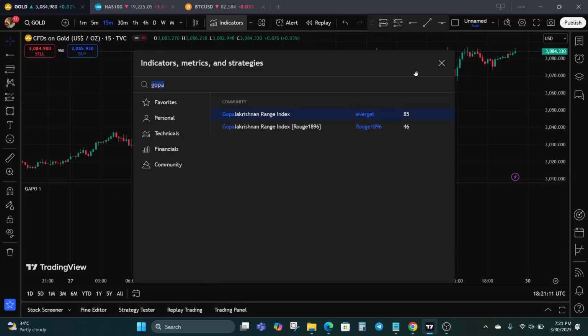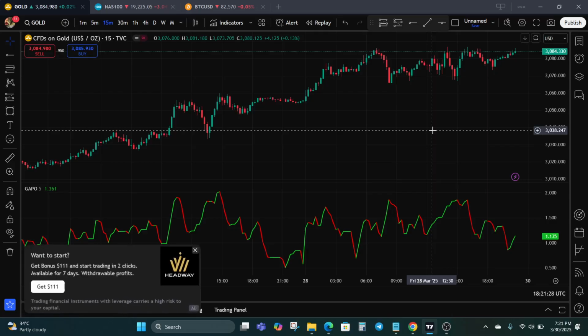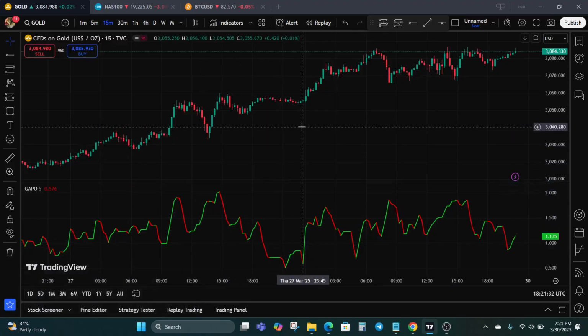The Gopalakrishnan Range Index. Now, this indicator is a quite powerful volatility indicator that helps traders assess market swings with precision, right? If you are looking for a tool to refine your market analysis, then this is one of the indicators that you might not want to miss.